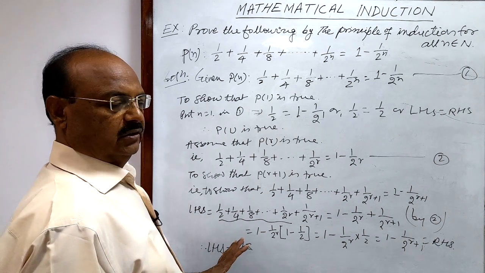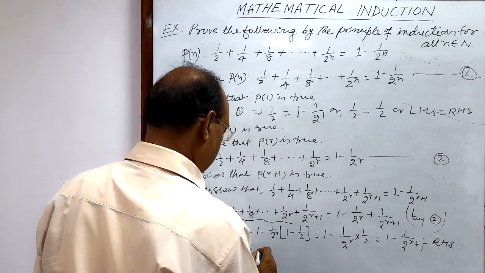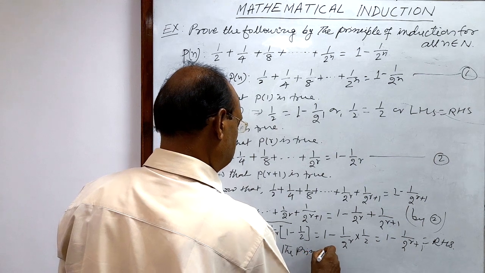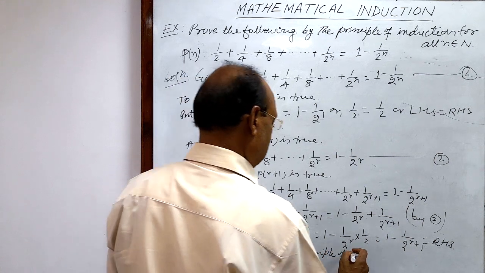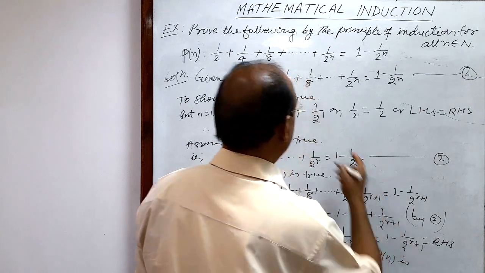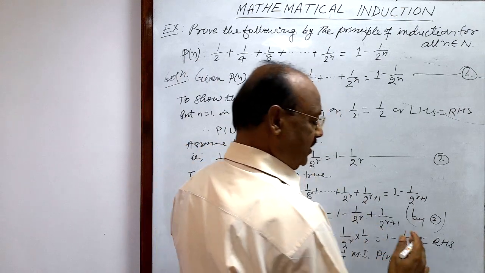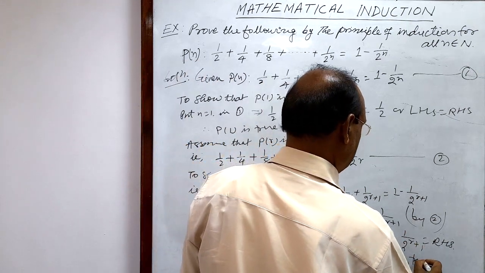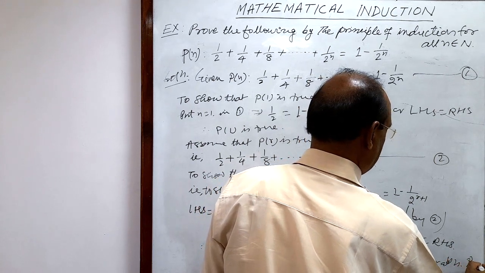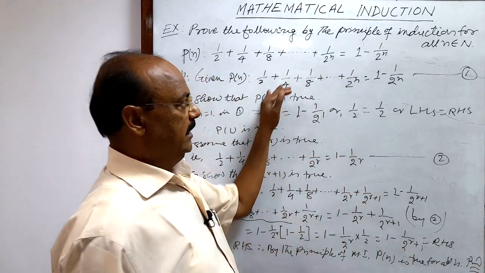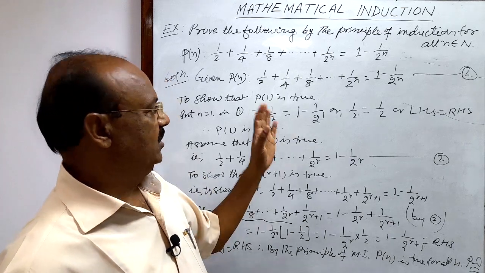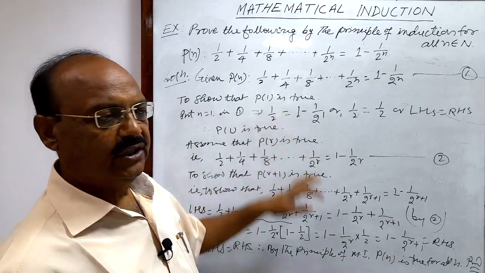We got the result. Just write one statement here. Therefore by the principle of mathematical induction, this given statement Pn is established, means Pn is true for all n. So this result has been proved here. We got the solution. A very interesting, very simple solution, but the question is very important. So you have understood it very well.